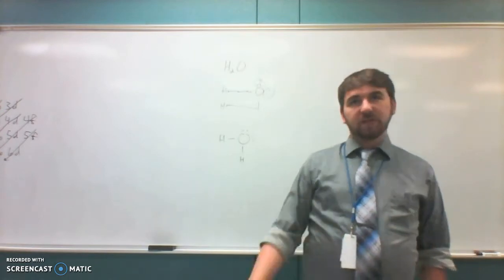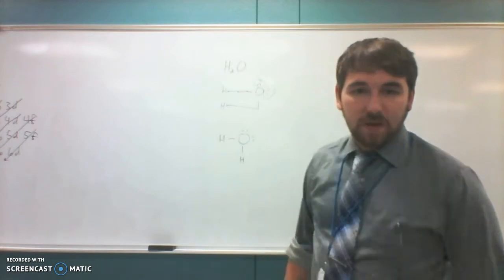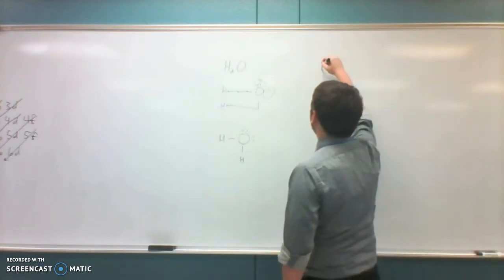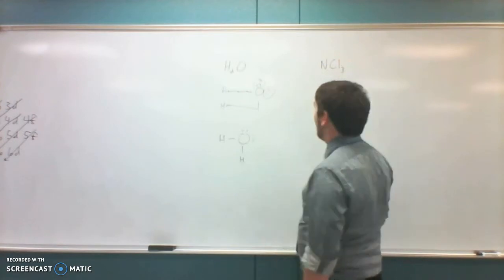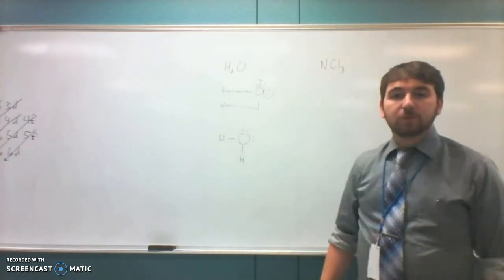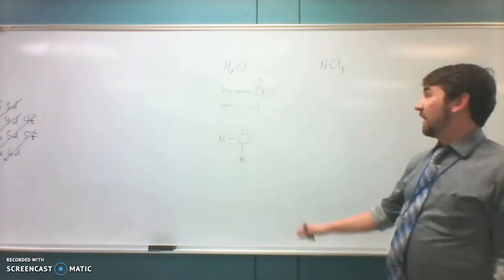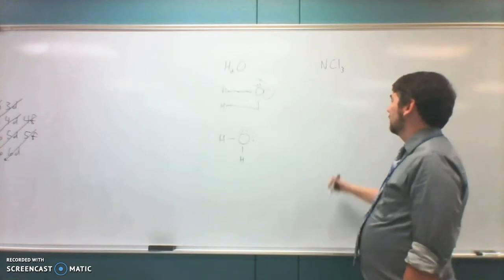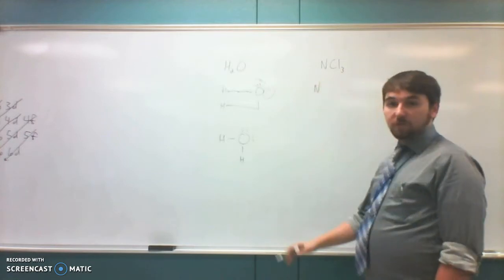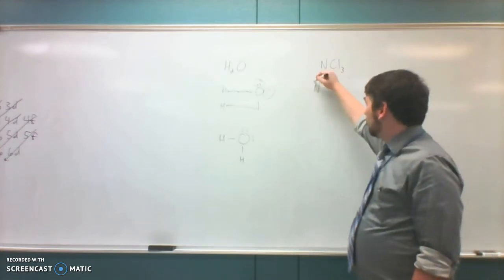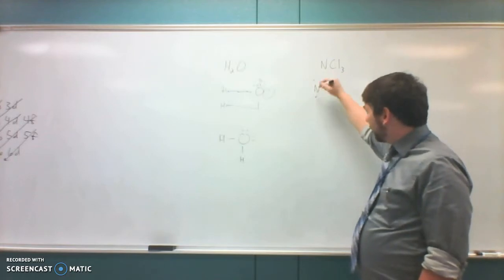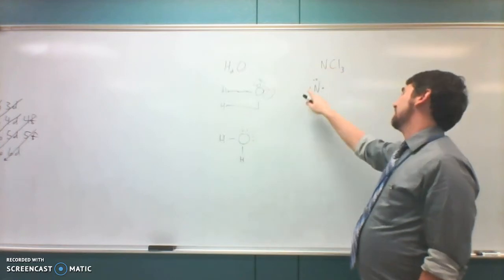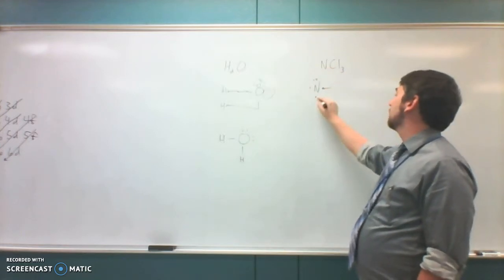Let's go through another example. Let's go through a pretty basic one at first. So let's go through NCl3. So the formula tells me I have 1 nitrogen and 3 chlorine. So let's do it the same way we did. Nitrogen, 5 outer shell electrons. So let's go 1, 2, 3, 4. Now I can double up 5. So nitrogen has these 3 unpaired electrons.